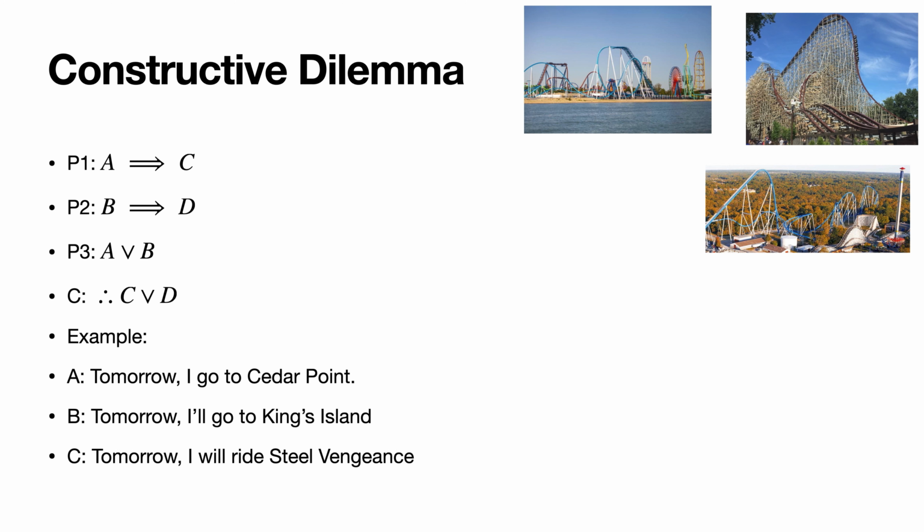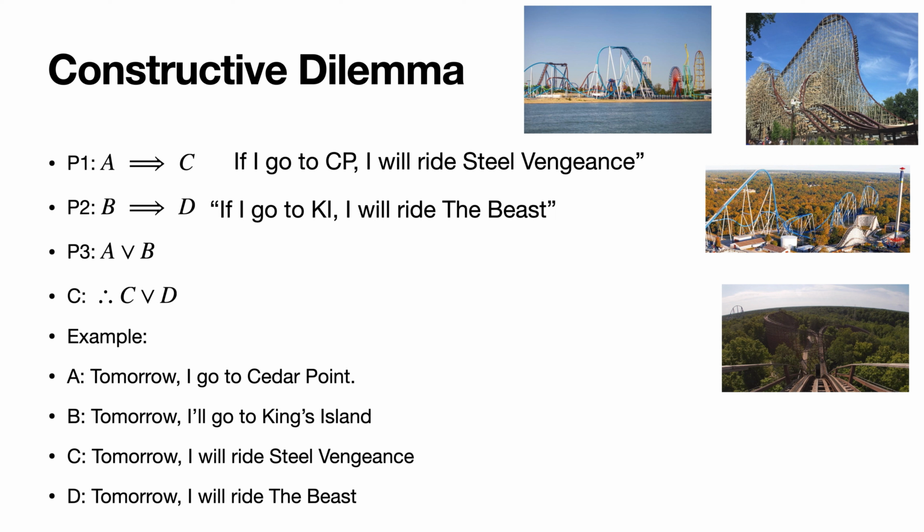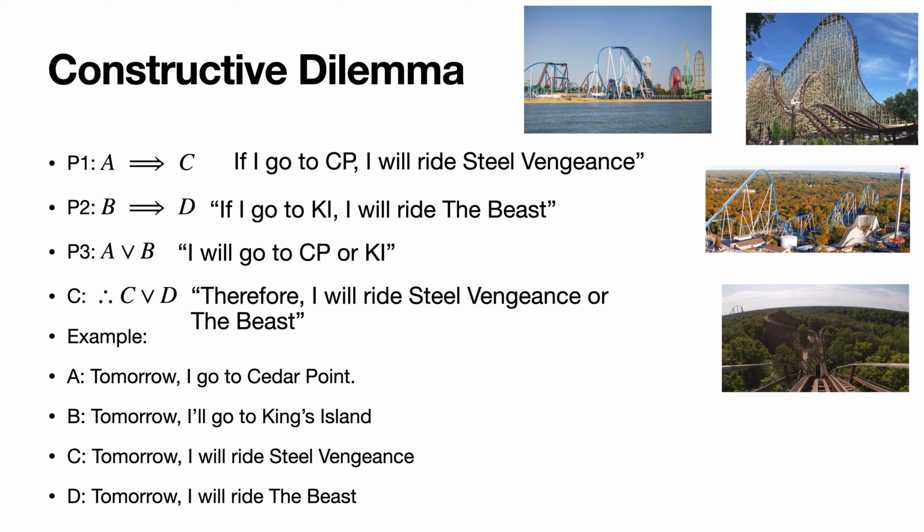This is a ride at Cedar Point. And D be the proposition that tomorrow I ride the Beast. This is a ride at Kings Island. Premise 1 is like saying, look, if I go to Cedar Point, I will ride Steel Vengeance. Premise 2 is like saying, if I go to Kings Island, I will ride the Beast. Premise 3 is like saying, look, I'm going to go to Cedar Point or Kings Island, and our conclusion is, therefore, I will ride Steel Vengeance or the Beast.